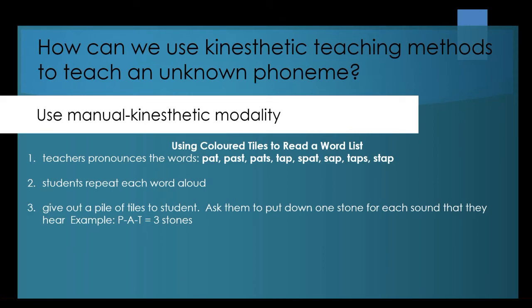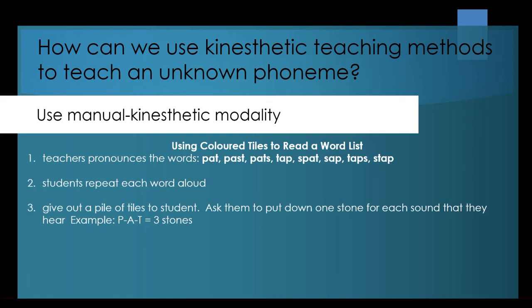And then with the manual kinesthetic modality, we'll go back to the list. And with many students, you wouldn't use the blends at the beginning because they wouldn't be ready for that. So I would just probably have like pat, tap, sap. And we'll have these colored tiles that don't have any graphemes on them because we've got the words that are on the list.